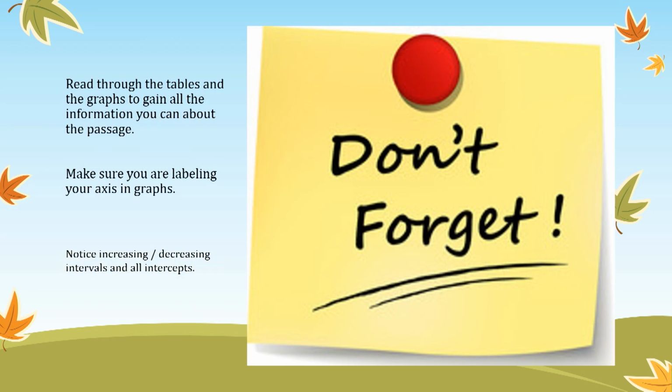We always want to make sure that we read through our tables and our graphs, like I did when I thought it was feet, but it was meters, so that was a good learning point for us. We want to make sure that we're getting all the information that we can gain from those passages and graphs. We want to make sure that we are labeling our axis with our numbers and what those numbers are representing. We want to make sure that we are noticing where we're increasing and where we're decreasing in those intervals and what all of those intercepts are and what they represent.